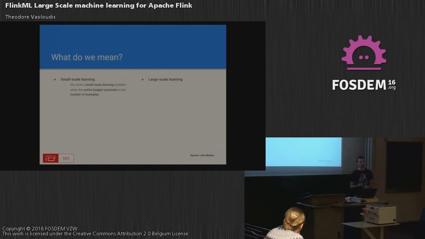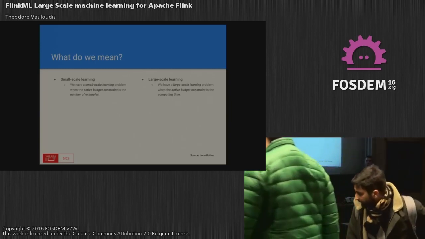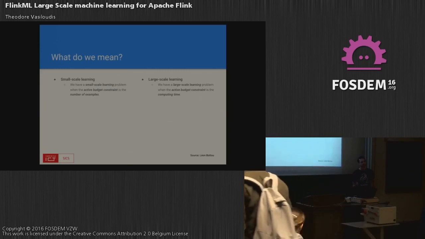Now we have small-scale learning when the active budget constraint that we have is the number of examples. So in cases where the data is limited and obtaining it is costly, we would have a small-scale learning task. On the other hand, we would have a large-scale learning task when our active budget constraint is actually the time. So you can imagine in any kind of big data scenario, we have so much data that we don't really need anything else in order to do our learning. However, we are limited by time.